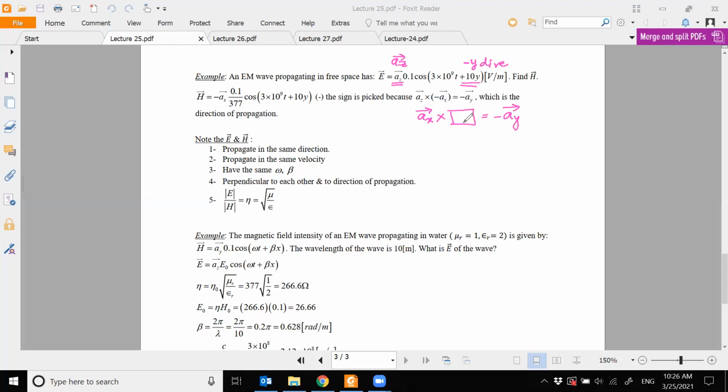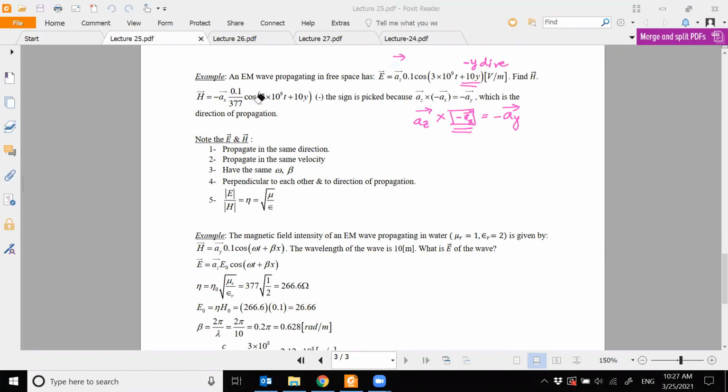So what should be inside this box? AZ cross box is minus AY. So it should be minus AX, because AZ cross AX is AY, but we want minus AY, so it is minus AX. Yes, we got this. So therefore, H will be just the electric field, this is small e, the EZ over eta. Eta is 376.